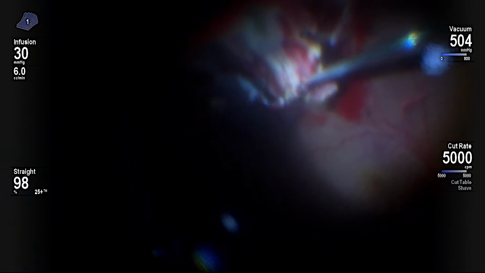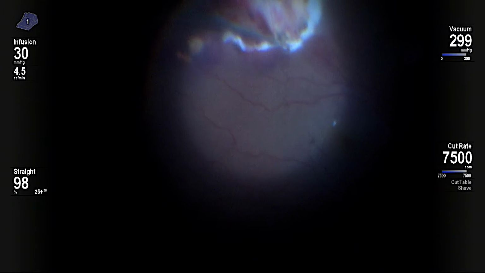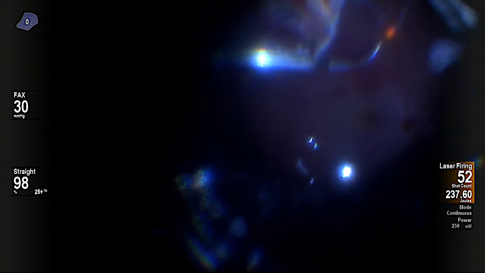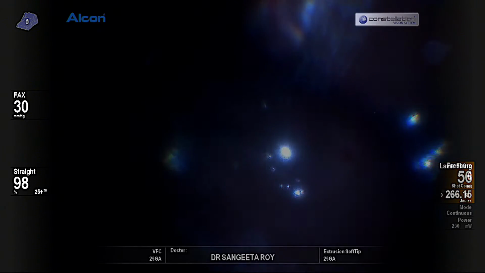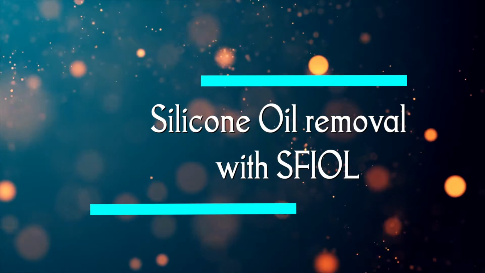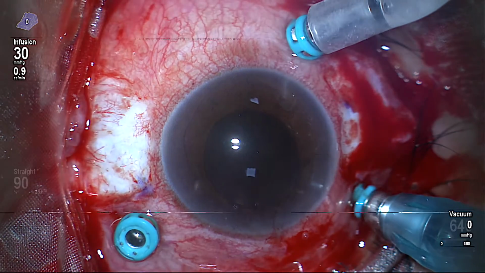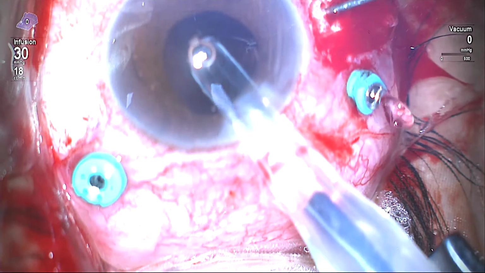To free the retina, localized retinectomy was done, followed by air fluid exchange. Then endolaser was done to secure the retina, and silicone oil injected. After 3 months, silicone oil was removed in this patient, and scleral fixated IOL was done.